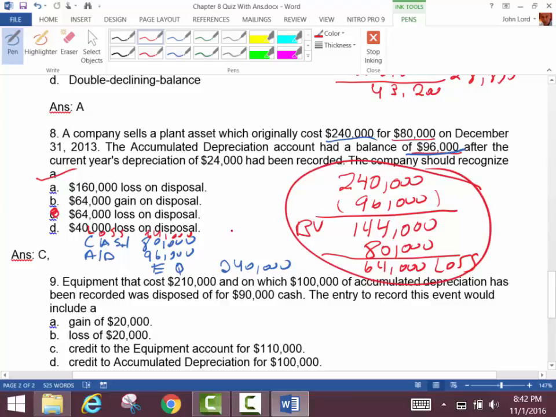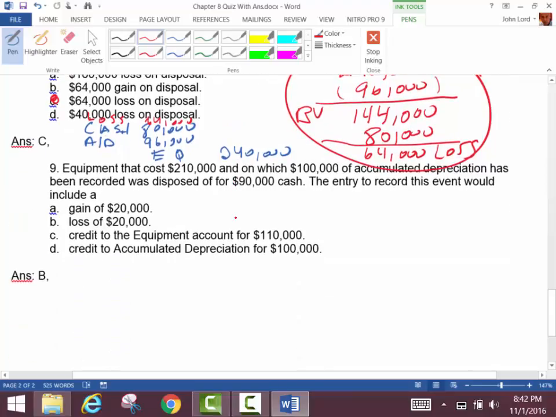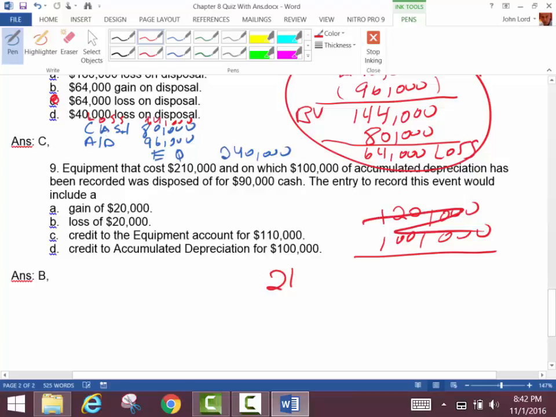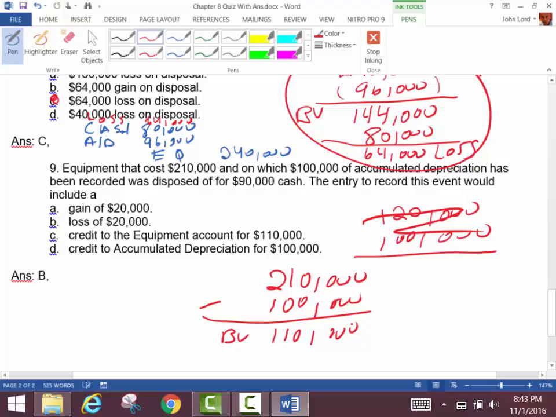Okay, all right, good. How about number 9? Equipment that costs 210,000 had accumulated depreciation of 100,000. Okay, I'm going to just write it down here. 210 minus accumulated depreciation of 100,000. Good. That gives me a book value of 110, and I sold the equipment for what?